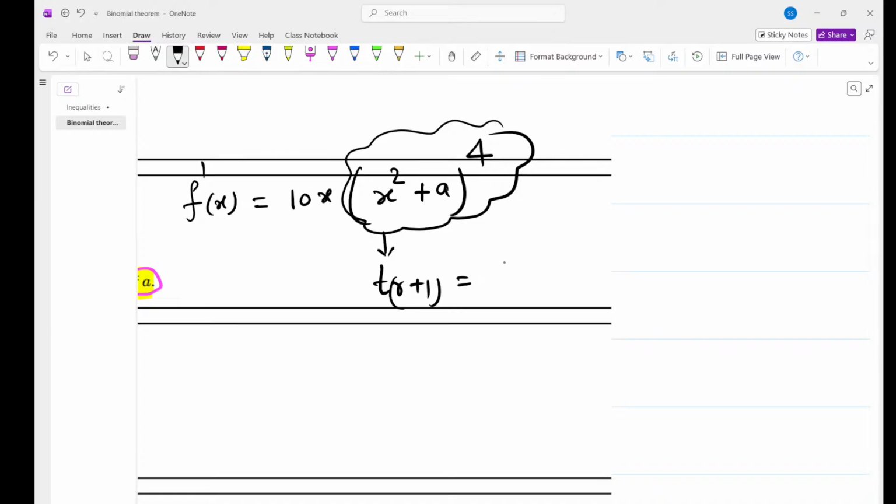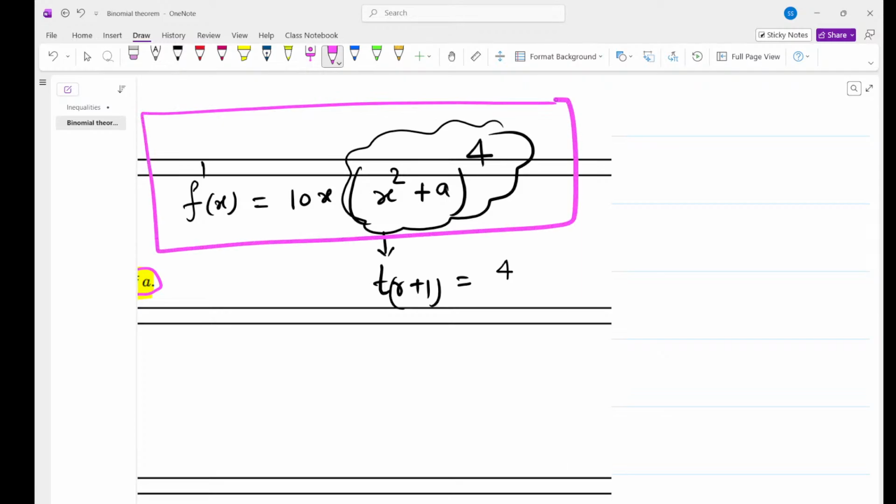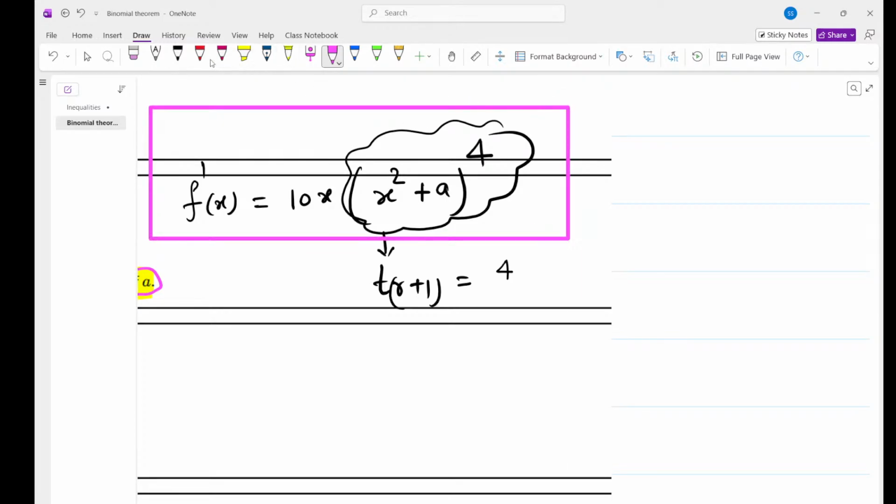Can we go to the question? See, you have this 10x. Why do you need to see the previous statement? You have to write the general term for this. So first of all, we are writing for this binomial expansion 4C r, correct? Then first term is x squared, so you write x squared raised to power 4 minus r, the difference of these two. What is the second term? A. Then a raised to power r, correct?